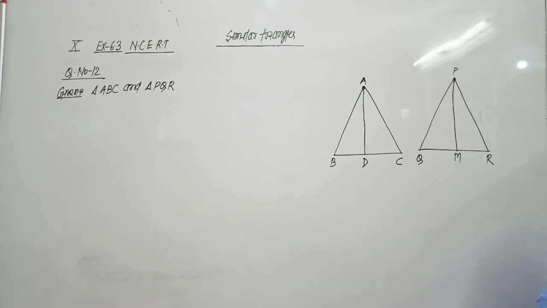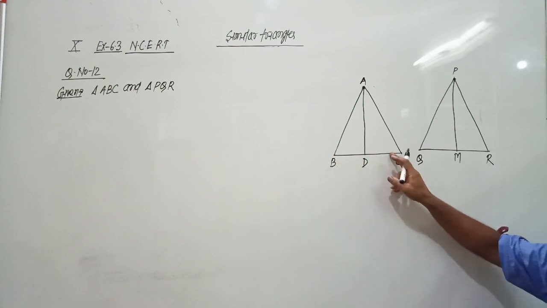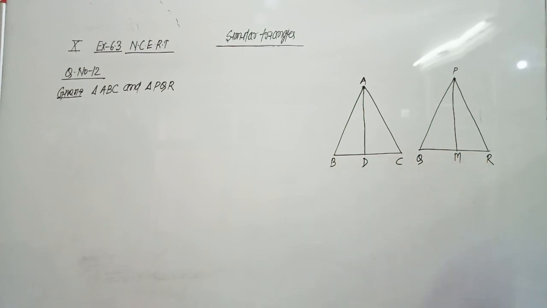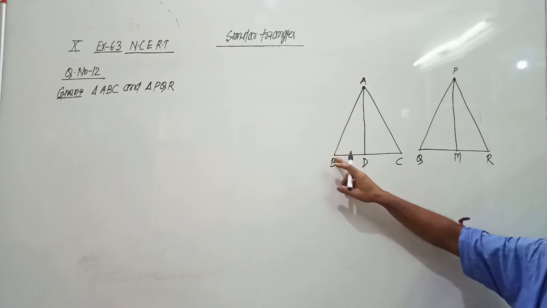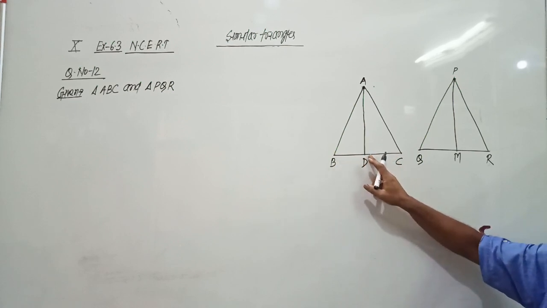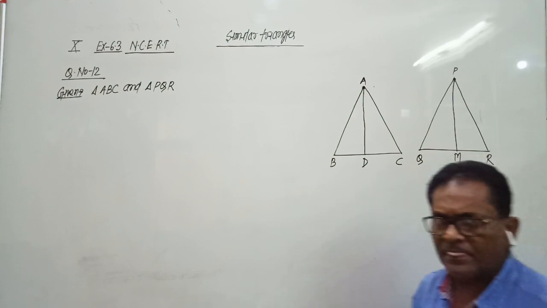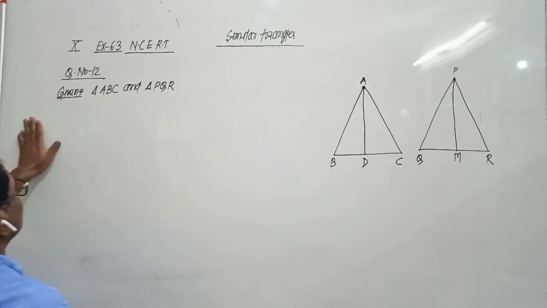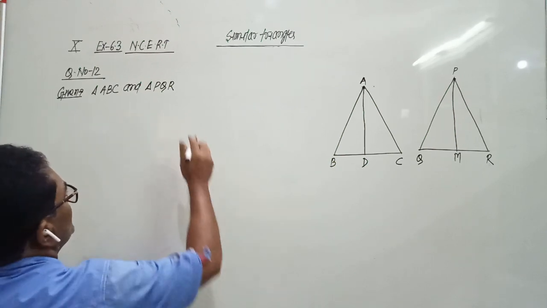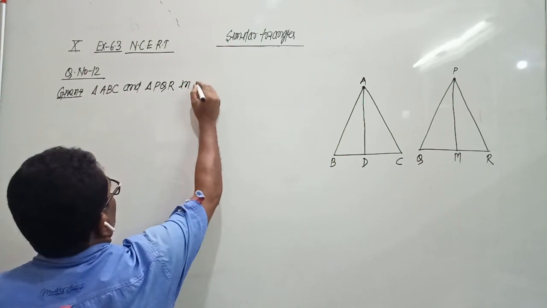We have given two triangles, triangle ABC and triangle PQR. In triangle ABC, AD is the median. In triangle PQR, PM is the median. And median divides opposite sides in two equal parts. If AD is the median, it means BD equals CD, and if PM is the median, it means QM equals RM.